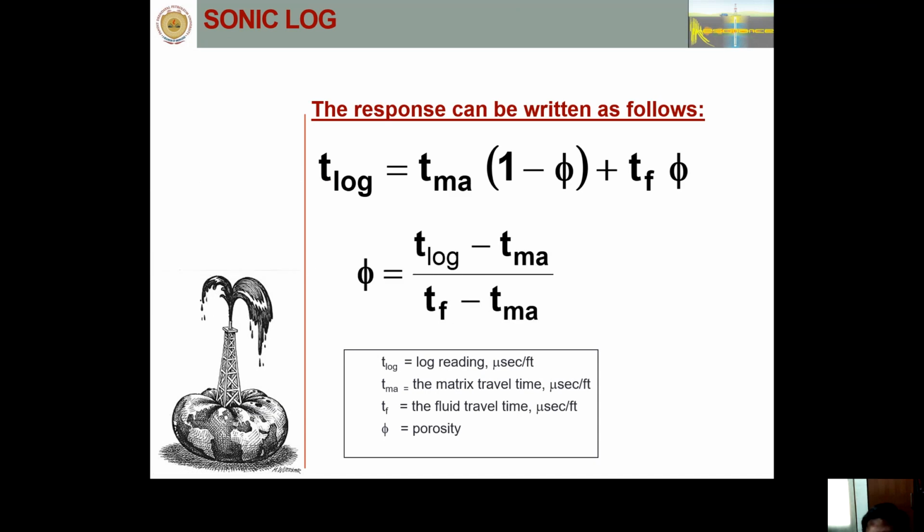The response can be rewritten as T log is equal to T matrix (1 minus phi) plus Tf phi, where phi is given as (T log minus T matrix) divided by (Tf minus T matrix). T log is the log reading in microseconds per foot. T matrix is the matrix travel time, microseconds per foot. Tf is the fluid travel time, microseconds per foot, and phi is the porosity.